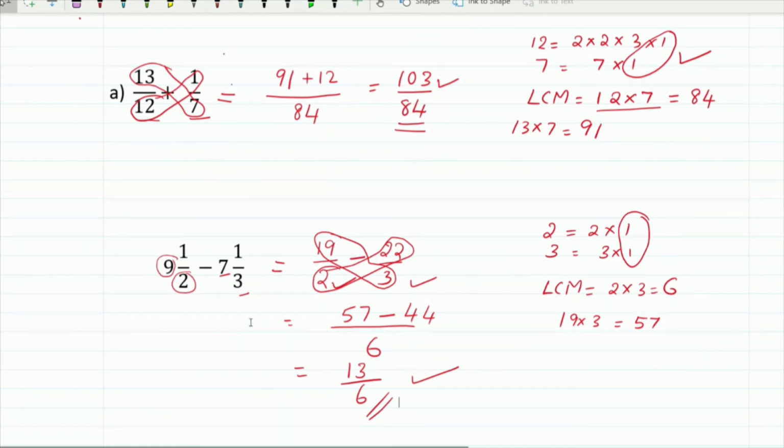After writing the LCM, you should do cross multiplication. Directly we can do cross multiplication. 19 into 3 is 57, 22 into 2 is 44. Then we subtract and get the answer. After getting the answer, we should check whether the numerator and denominator have 1 as common factor. If 1 is the only common factor, then we can say the fraction is in the simplest form. In both cases, we don't need to reduce it because the fractions are already in reduced form. 13 and 6 have only 1 as common factor. 103 and 84 also have 1 as common factor. Therefore, both fractions are given in the simplest form.